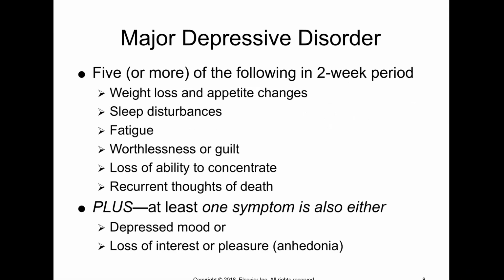Major depressive disorder. So 5 or more of the following in a 2-week period: weight loss, appetite changes, sleep disturbance, fatigue, feelings of worthlessness or guilt, loss of ability to concentrate or focus, recurrent thoughts of death. Plus at least one symptom that is either the depressed mood or anhedonia, which we talked about when we covered medications. And anhedonia becomes a very important player because remember, when we start giving antidepressants, that lifting of anhedonia becomes a time period when these patients are particularly at risk.